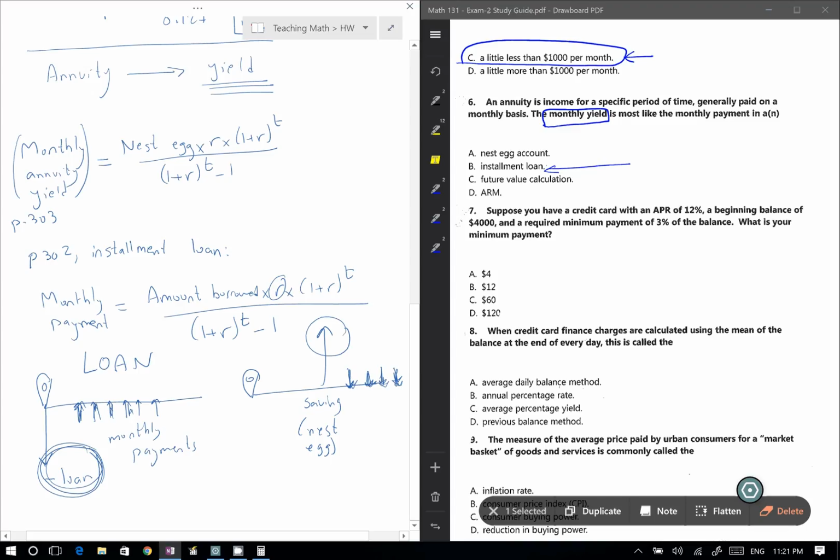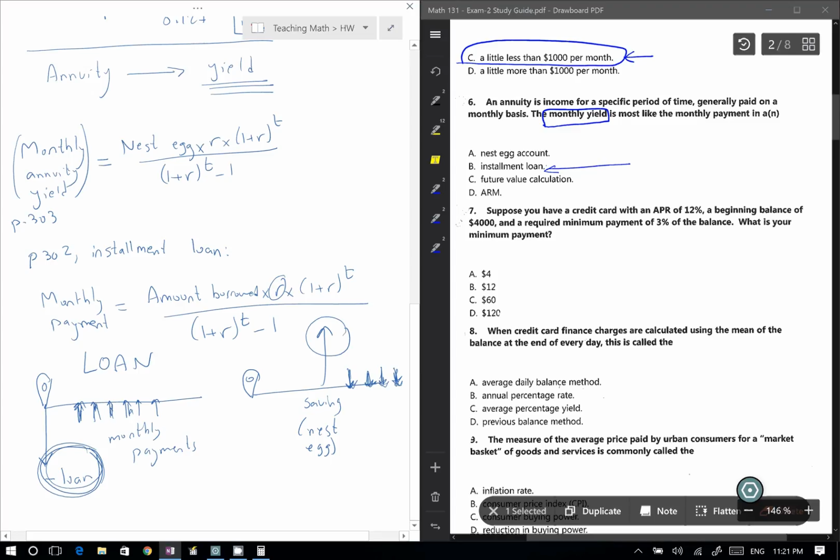So one more time, an annuity is an income for a specific period of time, generally paid on a monthly basis. The monthly yield is most like the monthly payment in an installment loan. So that's the answer.